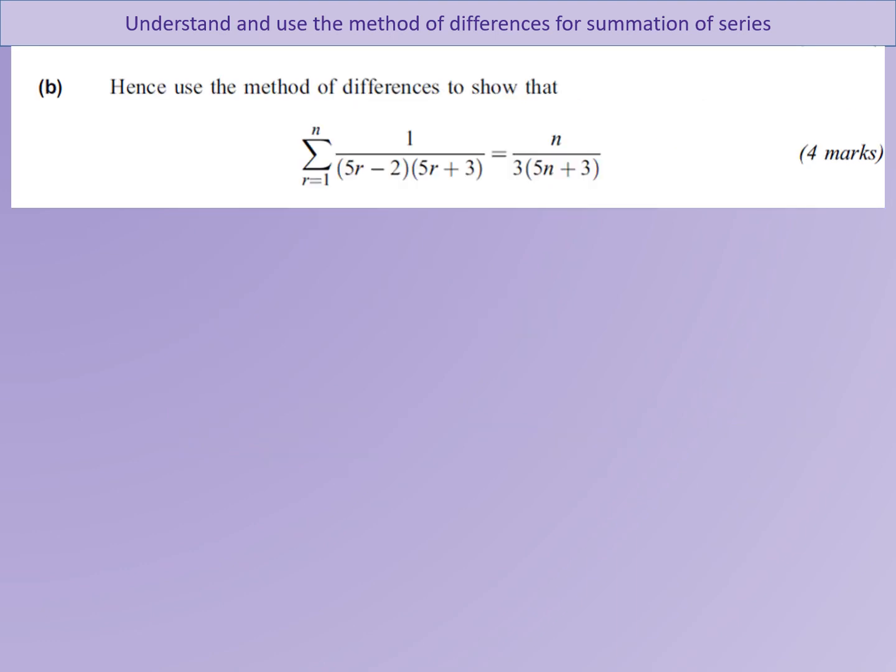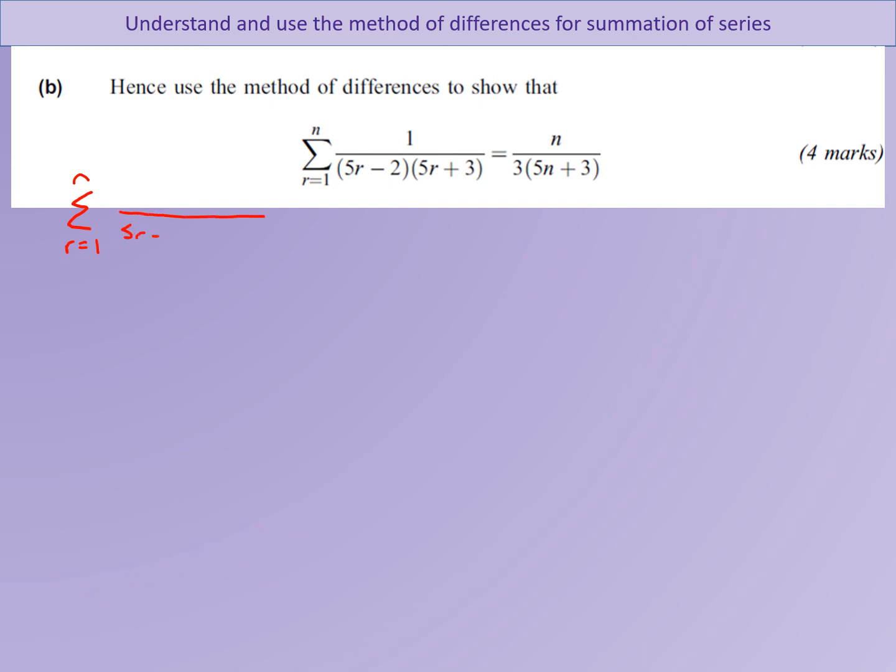Okay, so in part B, we've been asked to use the method of differences to show that this summation can be simplified down to give the fraction on the right. We're going to use the answer to part A as well. So in part A, we found that if we added the two fractions together, we ended up with a 5 on the top of the fraction. You'll notice that that's the same fraction, except here we're being asked to find the sum with just a 1 on the numerator.